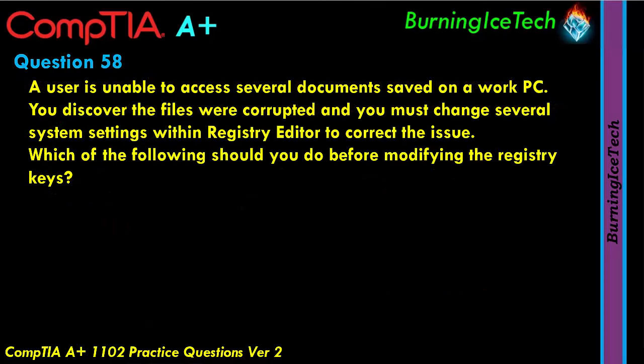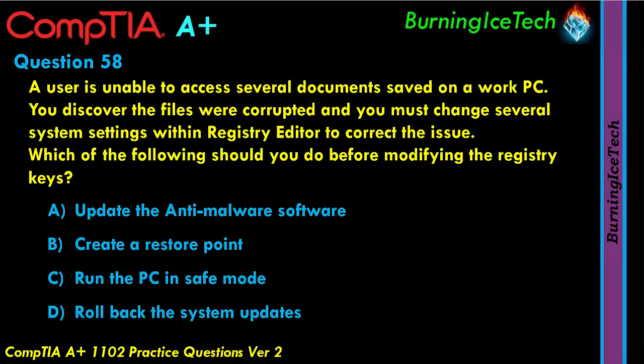Question 58. A user is unable to access several documents saved on a work PC. You discover the files were corrupted and you must change several system settings within the registry editor to correct the issue. Which of the following should you do before modifying the registry keys? So we know we're going to modify the registry keys, but what should we do before we do that?